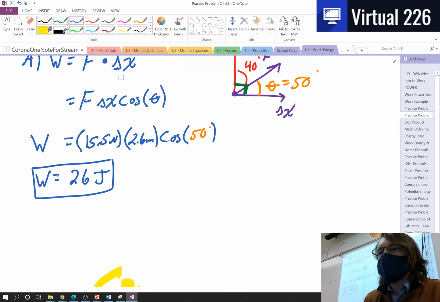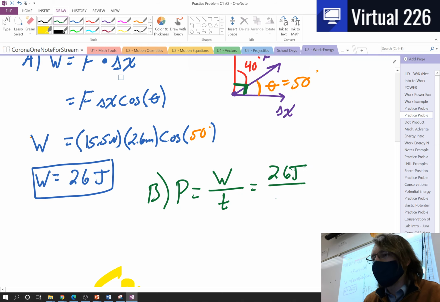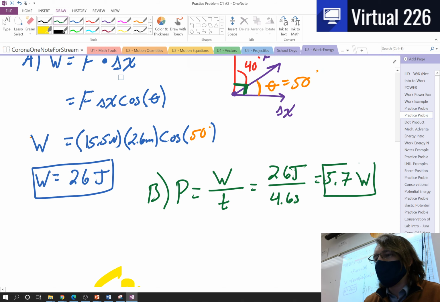In part B, we're just trying to look at how much power has Chelsea exerted here. We know power is work divided by time. We know the work she's exerted, 26 joules, and we know the time here, 4.6 seconds. Joules and seconds are proper SI units, which is really nice for us. So 26 divided by 4.6 just gives us a quick 5.7. And then we could either write this as joules per second, or we could just put a W and call it watts. And that's it.